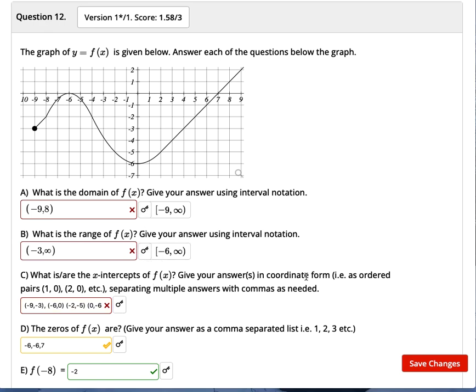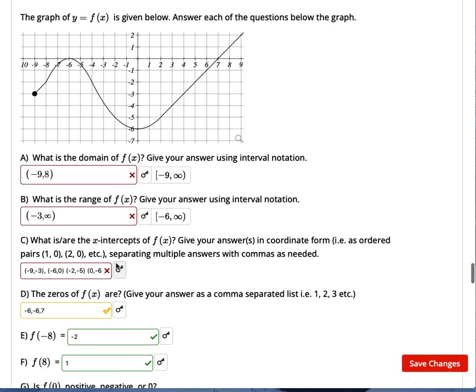Are the x-intercepts? Give your answers in coordinates like that. Okay, so x-intercepts have to have the y be 0. So the only two that are here are -6, 0 that you have there, and then 7, 0 right here. And so these others, that's not where it's crossing. They're points on the graph, but we're only looking for the x-intercept, so the places where it intersects that graph. And then the zeros, so that's what that's showing there.